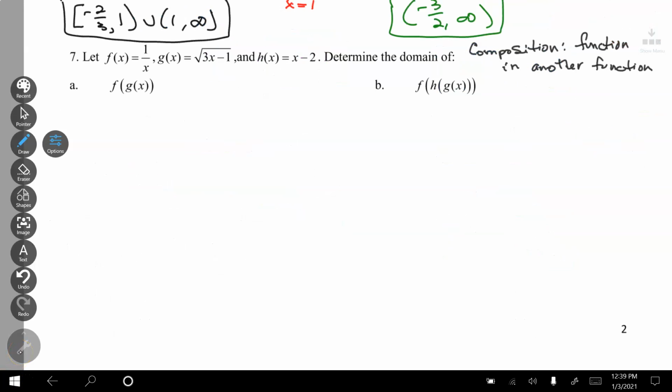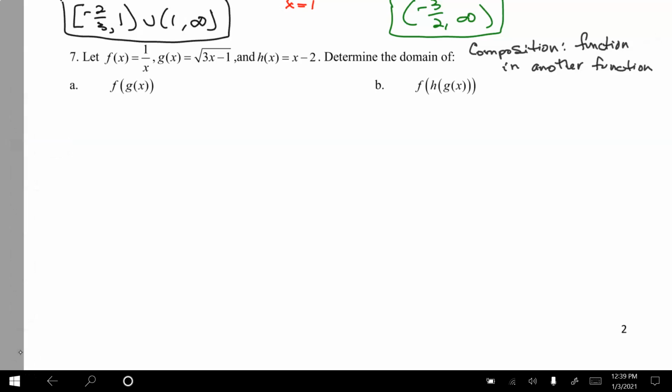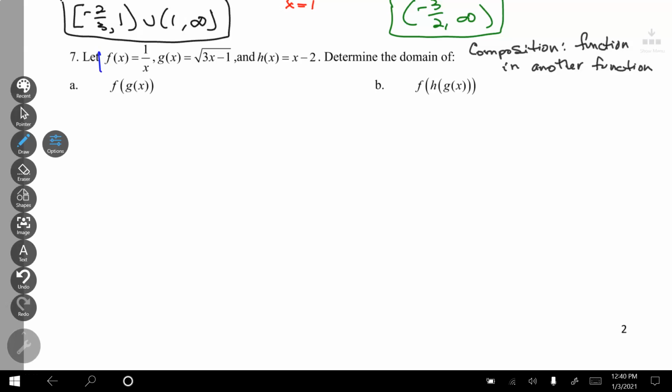Okay, this last example has to deal with composition. A composition is when we take a function and put it into another function. Something you did a lot in Algebra 2, and we're actually going to spend a whole day on it next class, doing compositions. But here are some basic ones. We have 3 functions here. F is 1 over x, g is the square root of 3x minus 1, and h is x minus 2. And there's some restrictions in some of those functions, but the idea is that we're doing a composition.